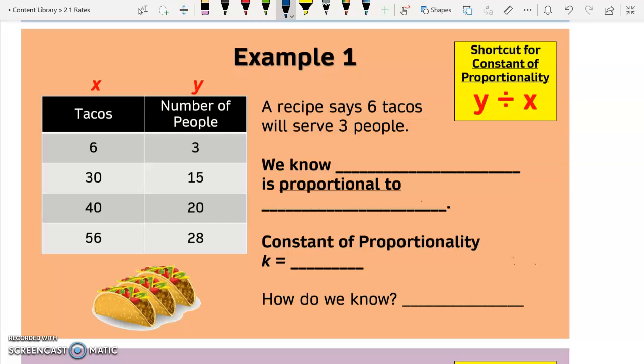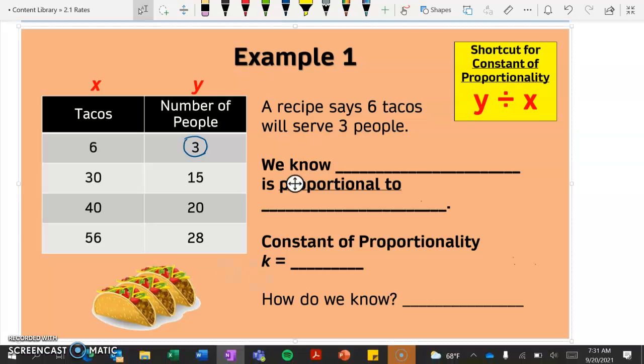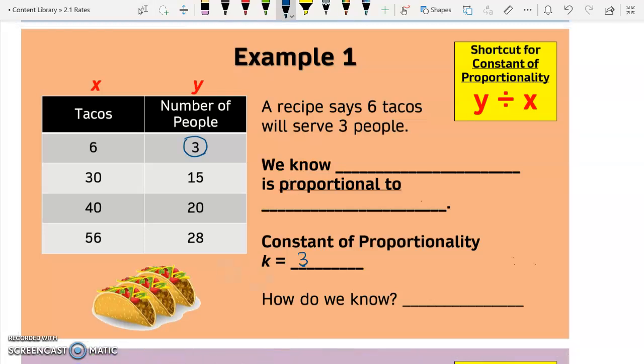So we can pick any one of these. So let's just, I guess, make it easy on ourselves. Let's go with the small numbers. So let's pick 3 for our y. And we know y divided by x. We have to pick the x that goes with it. So it's divided by 6. So if we do 3 divided by 6, that is going to give us 0.5 as a decimal. Or if you did it as a fraction, it would reduce to 1/2. So that is our multiplier that will get us from x to y.